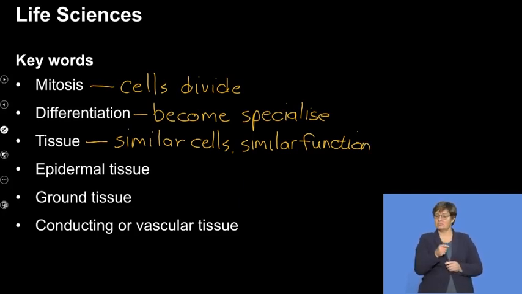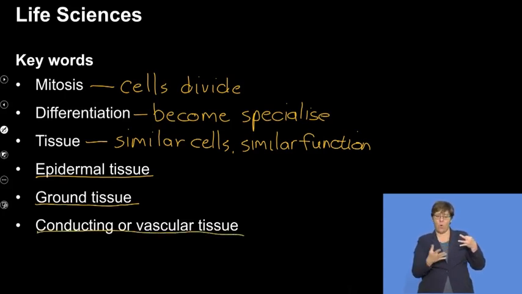And these are the three main types of tissue in a plant: epidermal tissue, ground tissue, and conducting or vascular tissue.